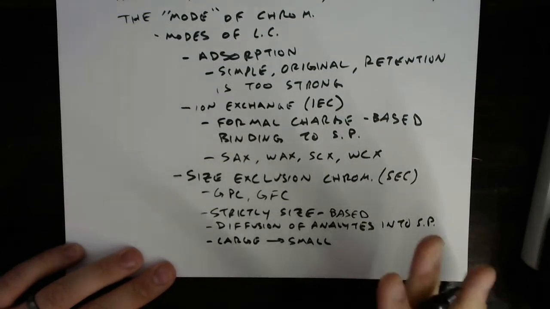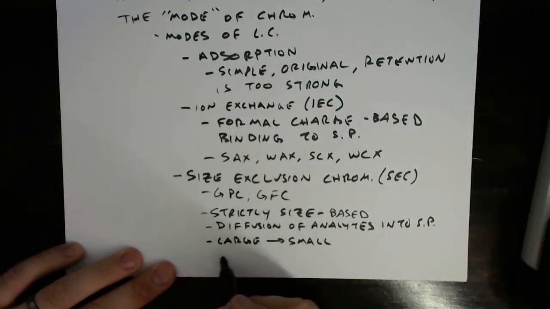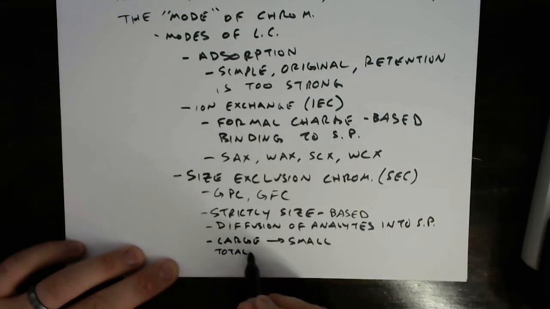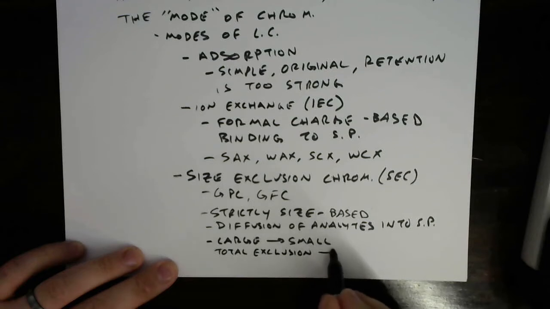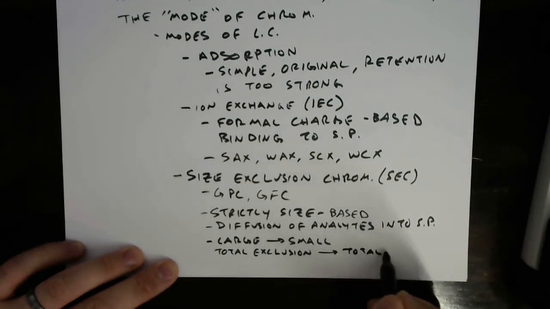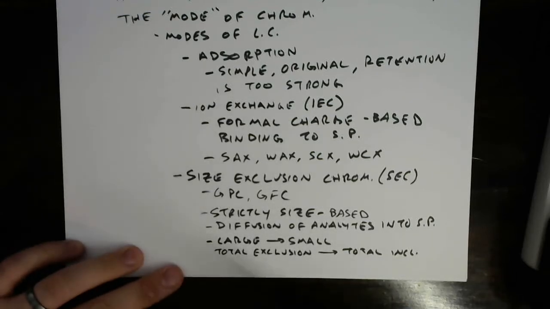And these are resolved across a range that we call total exclusion. So from things that are too big to get into any pores to total inclusion. That is things that are small enough to get into all the pores. So anything small enough won't be resolved from other things that are small enough to get into all the pores. Anything too big to go into all the pores won't be resolved from other things that are too big to go into any of the pores.